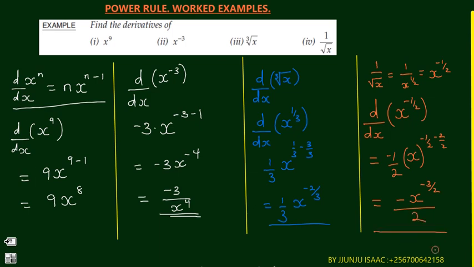Hope it is easy. It is very easy to apply the power rule. We just reduce the power by 1, but we first pre-multiply the power before we reduce it. So if it is n, we multiply by n, then the n will reduce by 1 in the final answer. So that is the power rule.